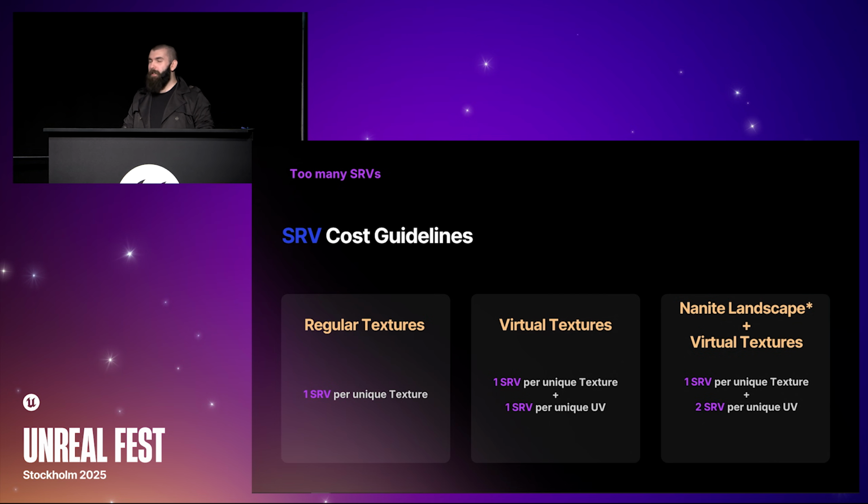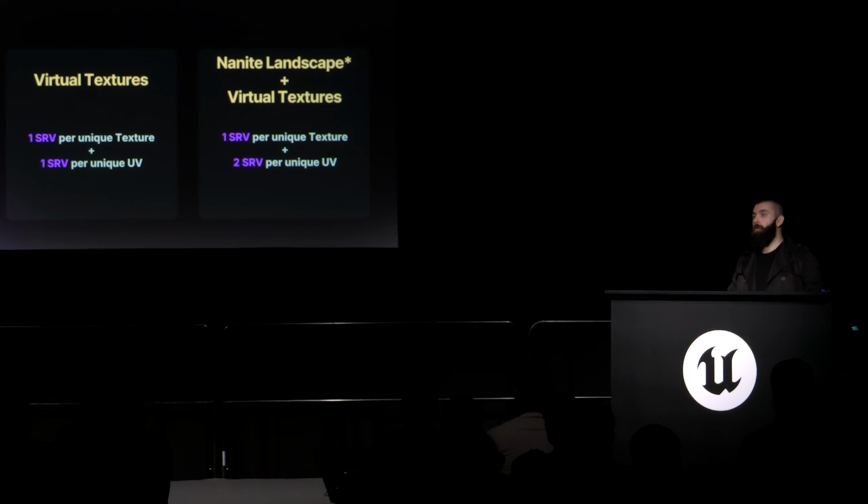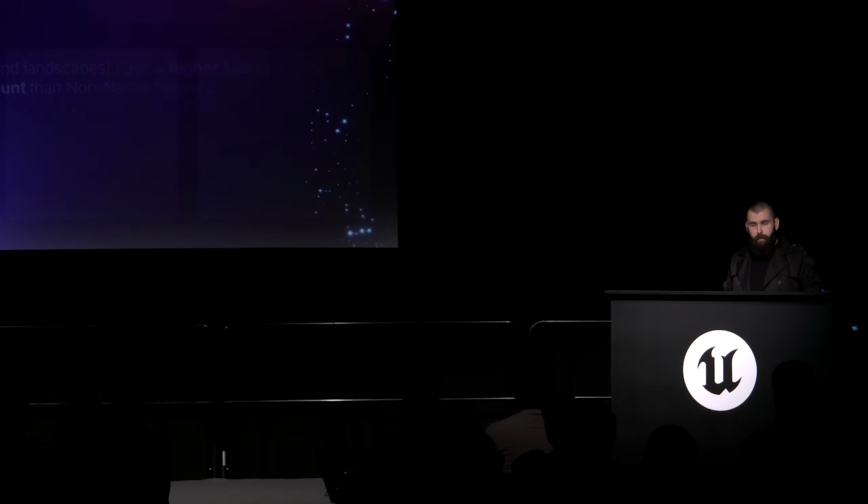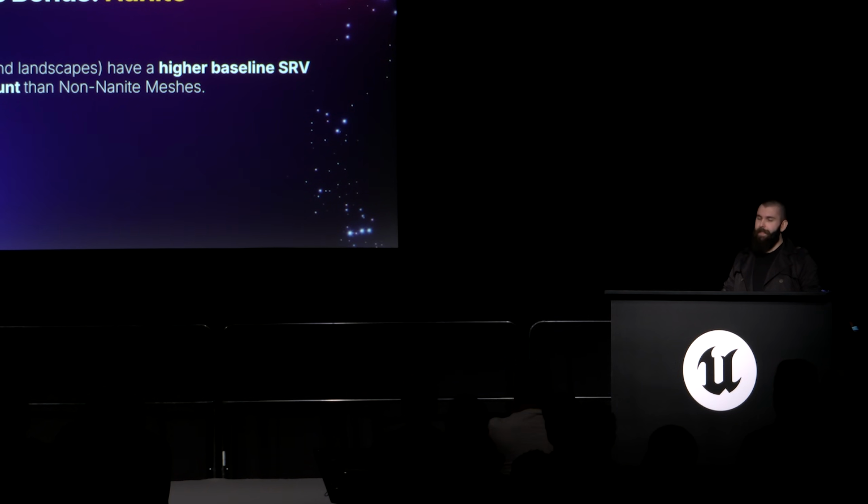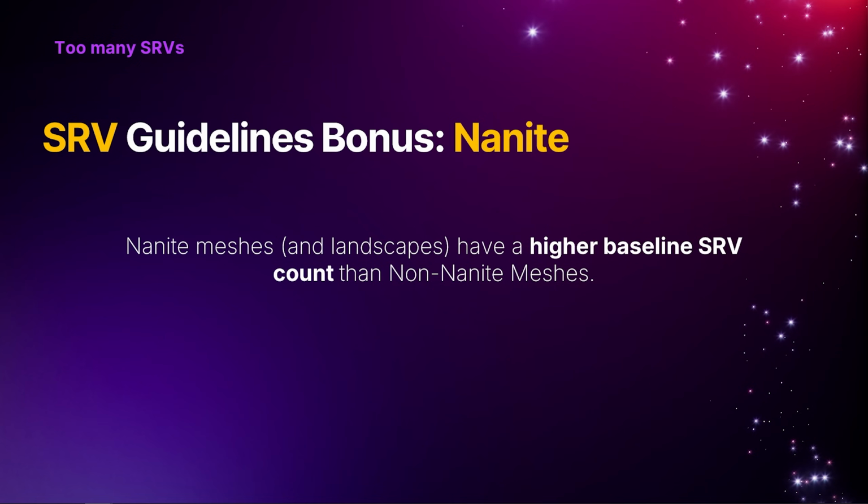Now, why this happens, I'm not sure. Maybe I don't have that deep of a graphical programming knowledge, but there's just something that I noticed that happens. So you'll also have to take that into account if you have very layered materials. Another bonus guideline that I want to note is that Nanite meshes themselves create a higher baseline SRV count than non-Nanite meshes for various reasons. And specifically, in my research, I found that they create 5 more SRVs as a baseline itself.